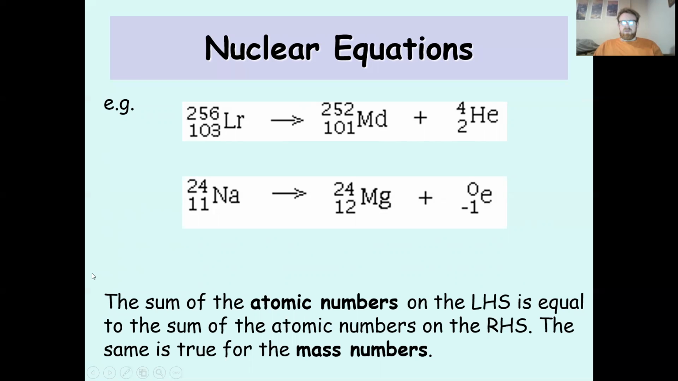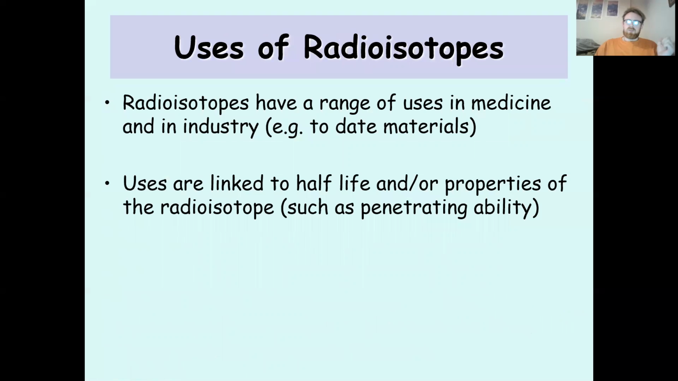Okay, remember that sometimes you'll have to work out what is left over afterwards. If there is a new atomic number, it will be a new element. So sometimes you'll have to look up your periodic table. Right, okay, this atomic number is 101. What is 101? It's MD. My mind has gone blank. I cannot remember what MD is right now, but you know what I mean.